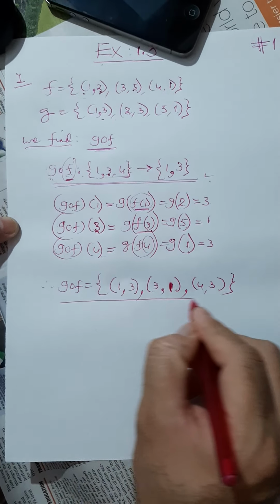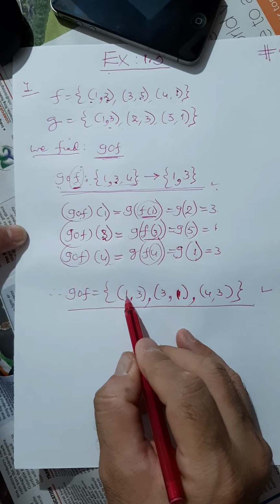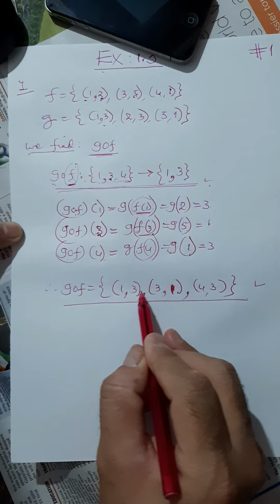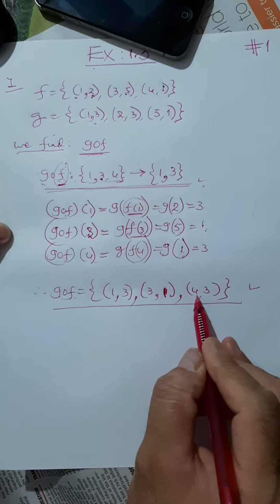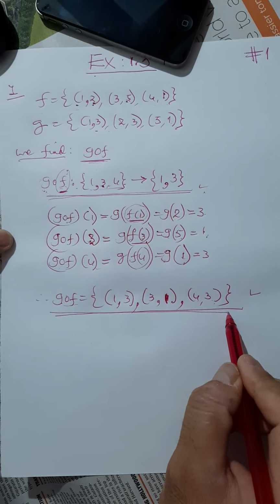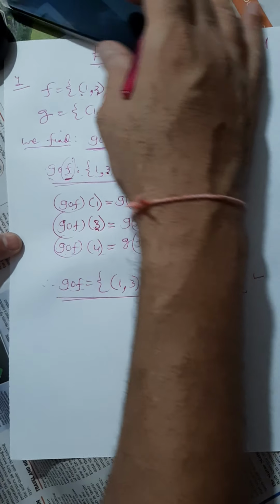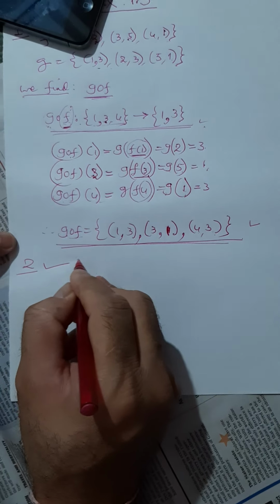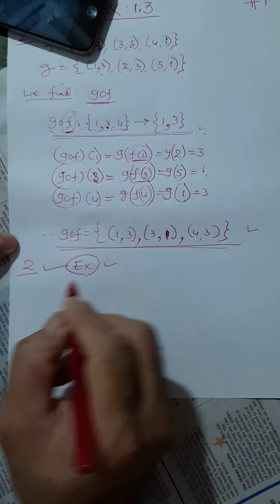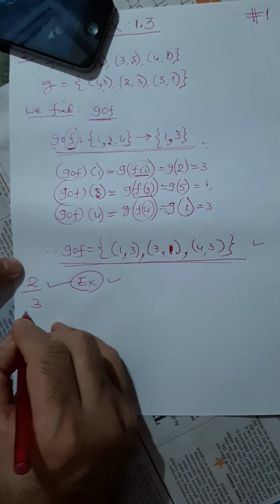So this is your composition finally. Your 3 ordered pairs: g of f at 1 is 3, g of f at 3 is 1, and g of f at 4 is 3. This is the answer to the first question. The second is like a standard theory sum, so if you want you can try it. We'll go to the third question.